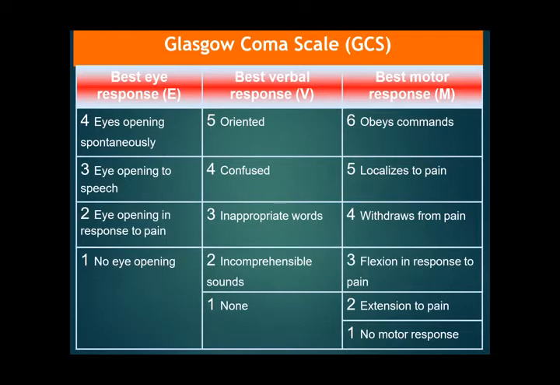a score of 4. When there is flexion in response to pain, he flexes the arm in response to pain, that is score 3. Extension to pain, there is extension of the extremity in response to a painful stimulus, that is a score of 2. And if there is no motor response, we grade it as score 1.